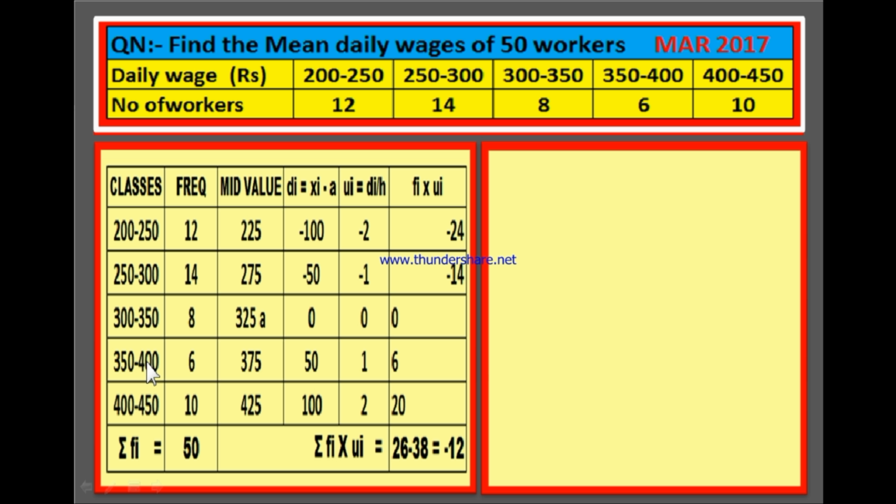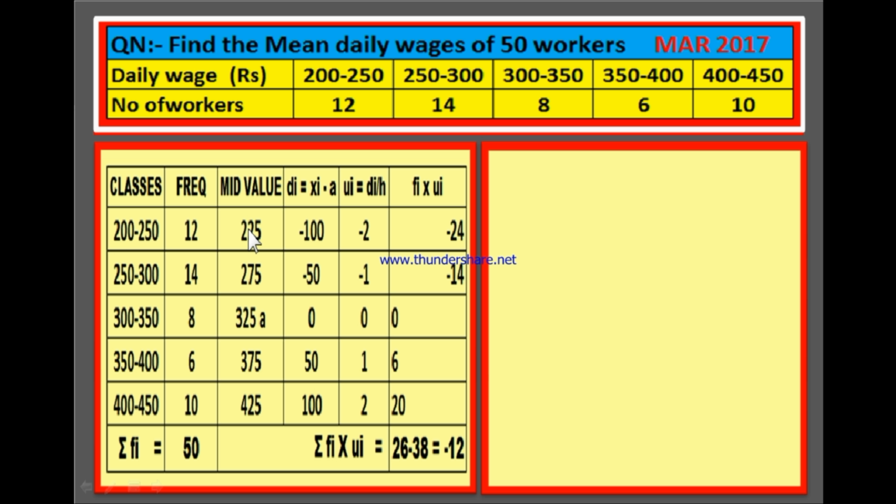Similarly, 250 minus 200 is also 50. 300 minus 250 is also 50. 400 minus 350 is also 50. 450 minus 400 is also 50. Therefore, h is nothing but the height of the class. Height of the class is nothing but the difference between any two successive upper boundaries or any two successive lower boundaries or any two successive mid values. But please keep in mind, h should not be the difference between lower and upper boundary of a particular class. Of course, in this case it is okay, it is right, but in all cases it is not true.